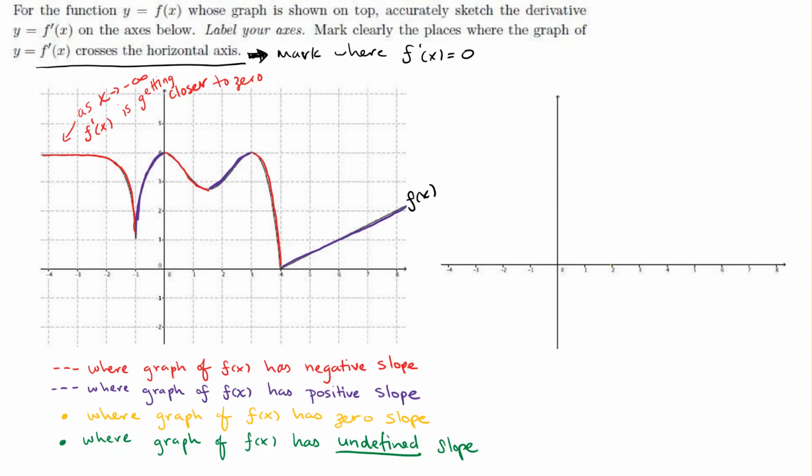And a few key notes that we want to make here. Since it's increasing as a straight line after 4, not only is this slope positive, but it's constant. So we might say that f prime of x is a constant positive value.